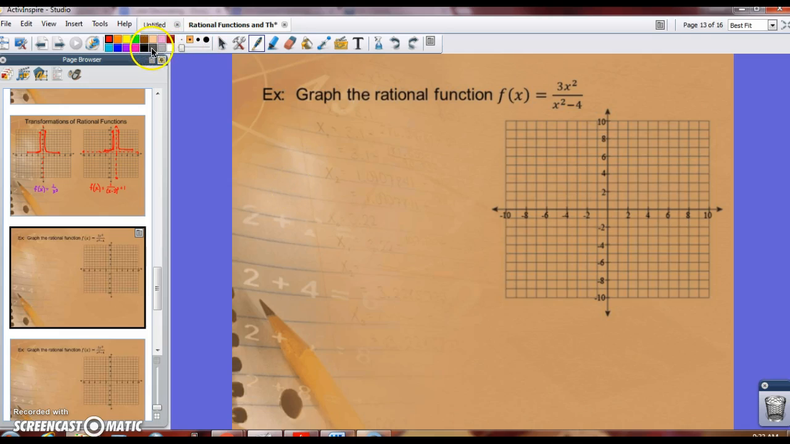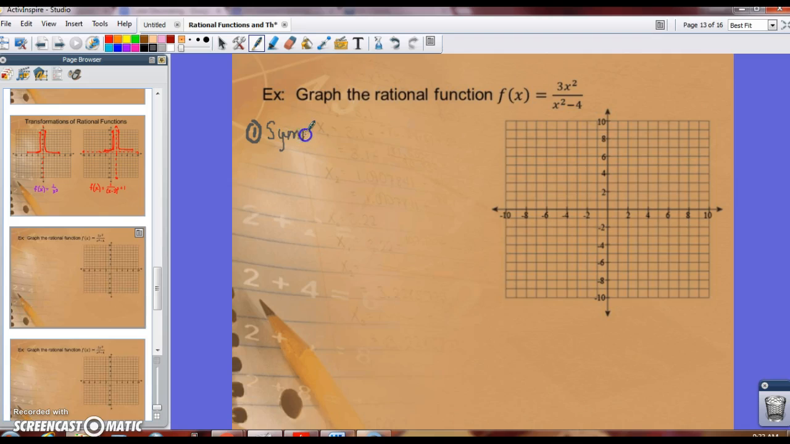Let's, though, talk about graphing another rational function. We did one yesterday that was pretty basic, but let's go through the steps of this one. Remember, the first thing that we're going to figure out is if we have any sort of symmetry. Okay, so do I have symmetry?